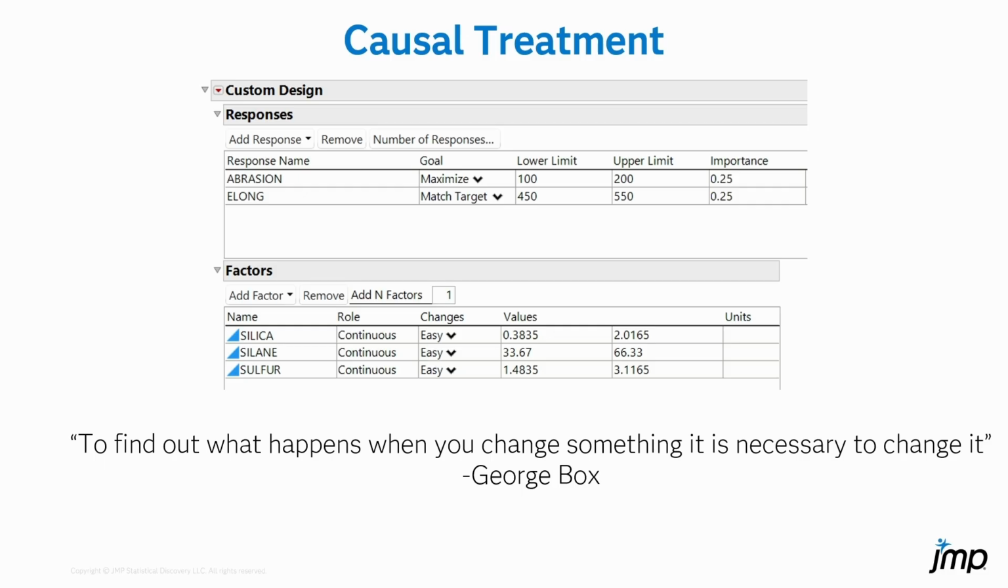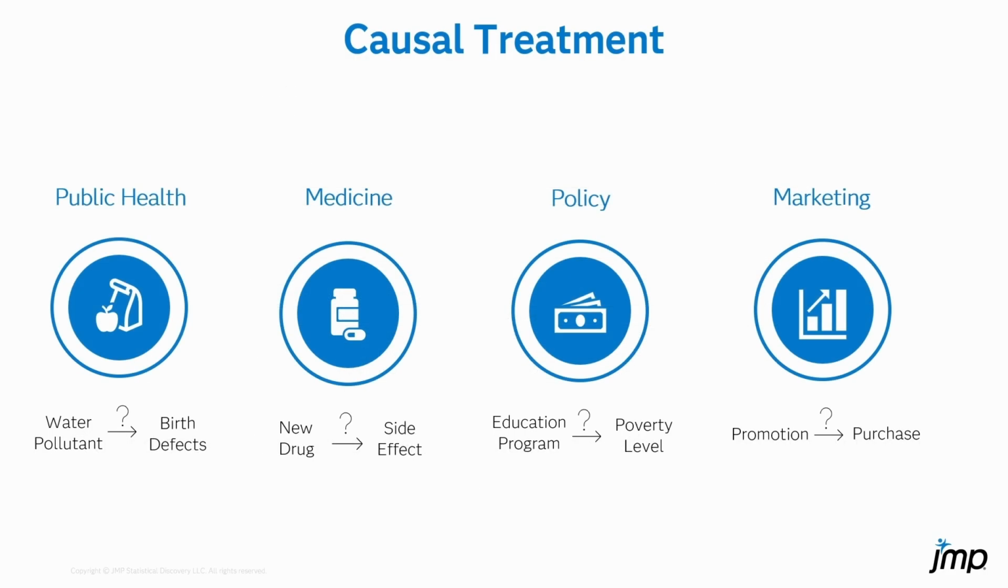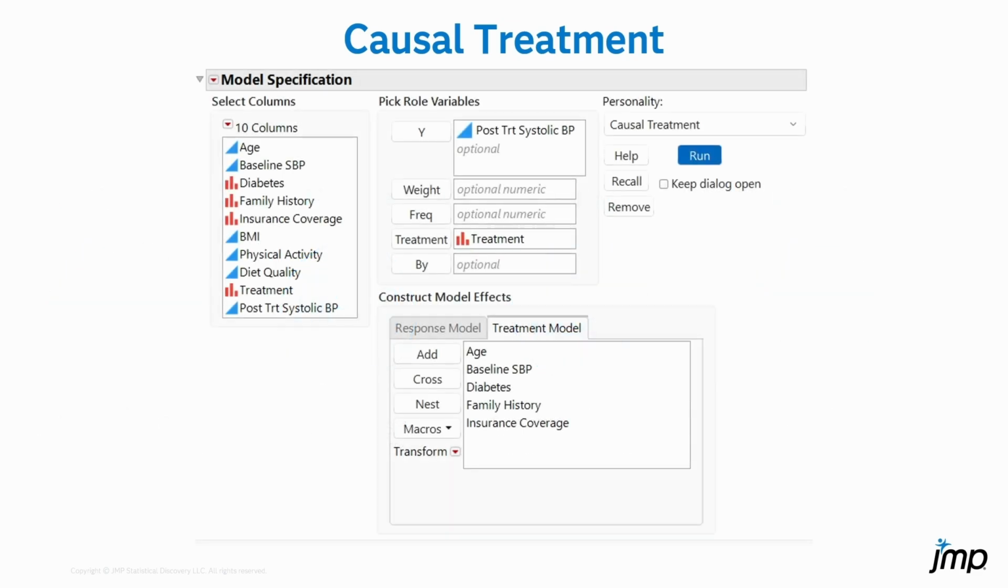Now, JMP is already very heavily used for making causal statements from data. That's what design of experiments is all about. Long ago, George Box said, "To find out what happens when you change something, it is necessary to change it." But there are many questions we simply can't answer with DOE, especially when the data is observational or when working with human subjects. An obvious example is that we can't give people water with lead in it to see what happens. But we have come a long way since George Box's day, and rigorous methods have been developed that can tease causality from observational data.